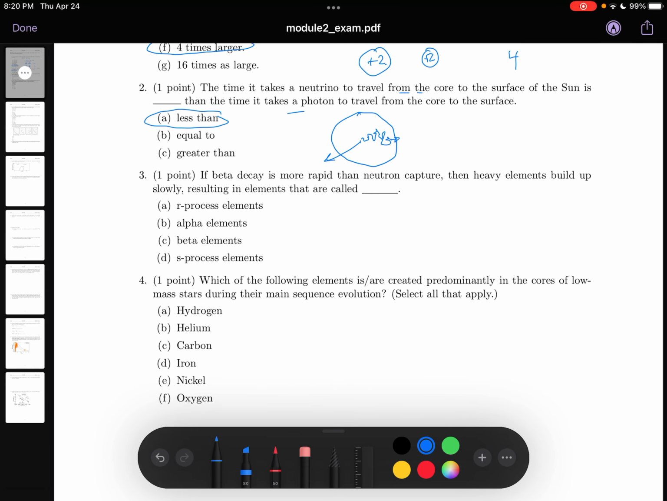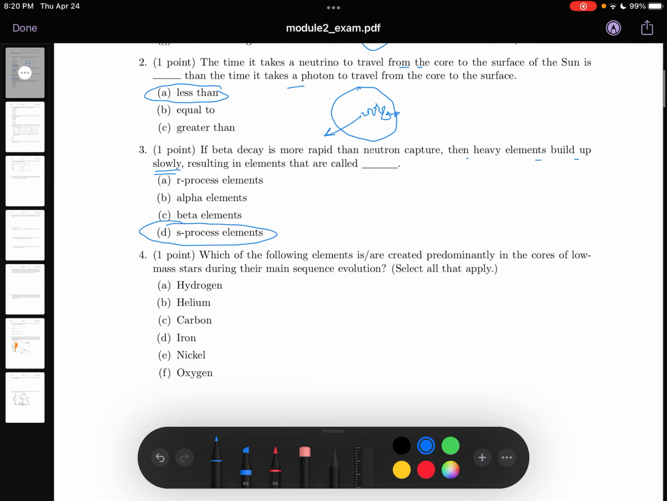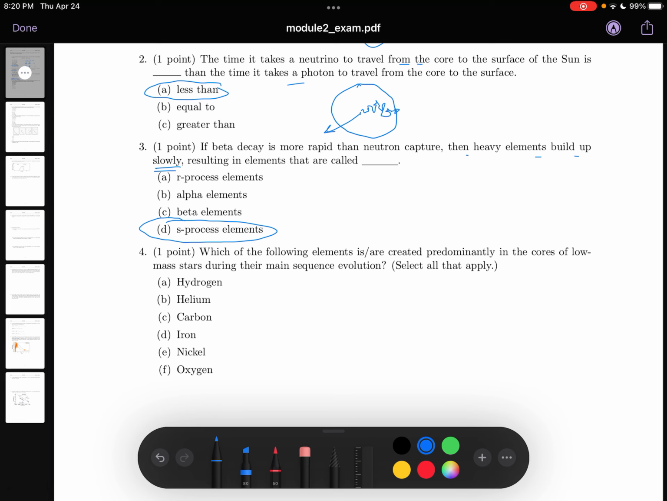Okay, so if beta decay is more rapid than neutron capture, then heavier elements build up slowly, resulting in elements that are called S process. So these are the ones that come slowly, while the ones that result when it's building up rapidly are when you have a lot of neutrons.